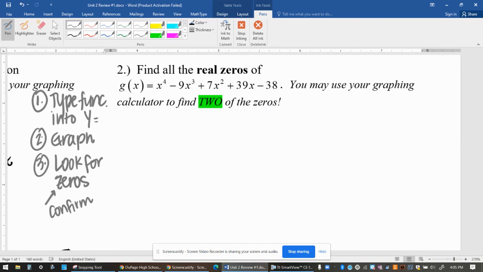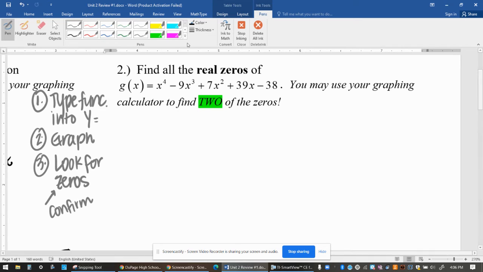Now for number 2, they're asking the same question. Find all the real zeros. You may use your graphing calculator to find 2 of the zeros. So now we are starting with a quartic. So you're going to work with your quartic, do synthetic division with 2 of the zeros that you find on your graphing calculator until you get a quadratic. Then you can solve it by factoring or using the quadratic formula.